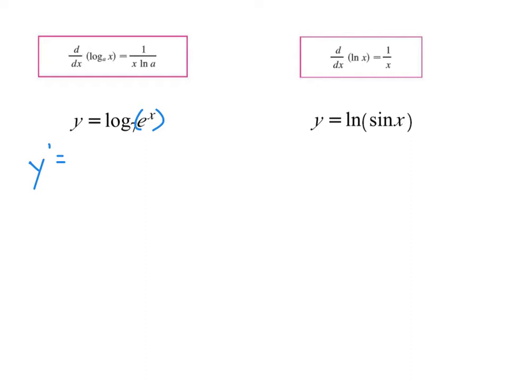So I'm going to do 1 over, x is whatever was inside of it, so that's going to be the e to the x, times the natural log of the base, which is 7. Now, because it wasn't log base 7 of x, it was log base 7 of e to the x, I now need to multiply that by the derivative of e to the x, the inner function, which is e to the x.